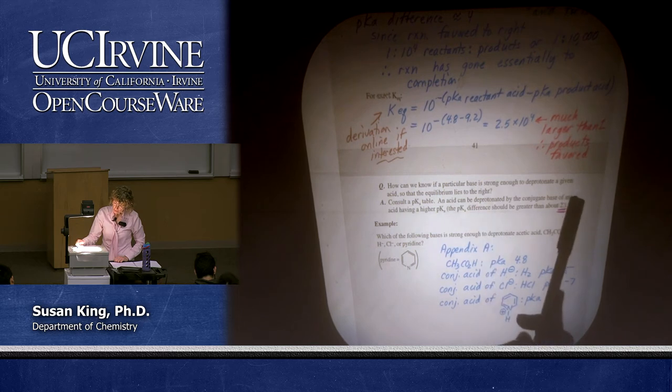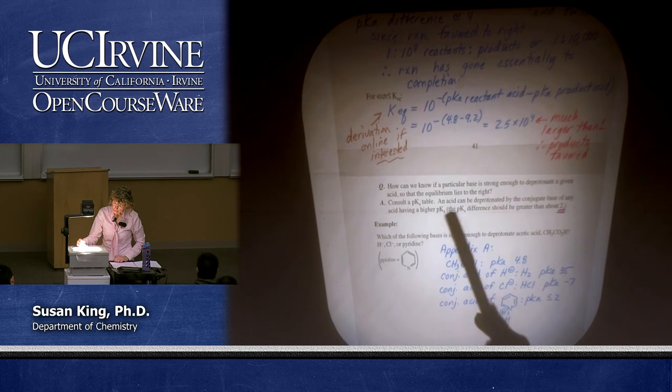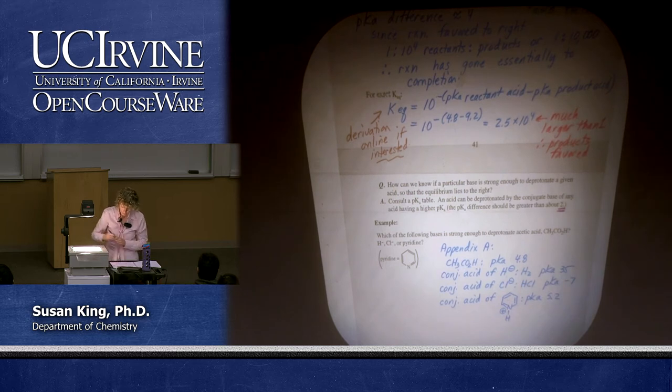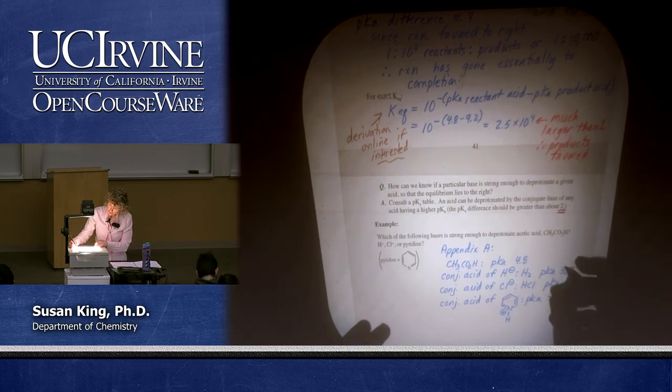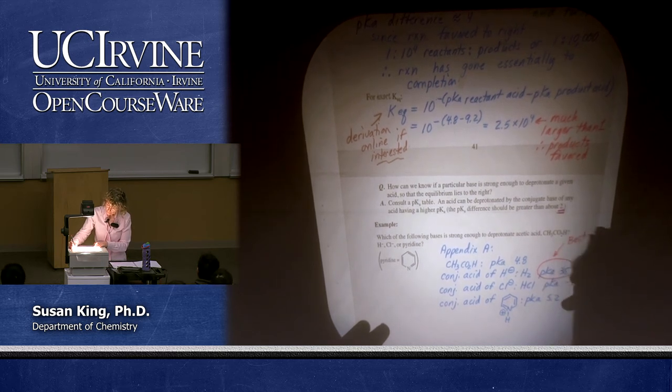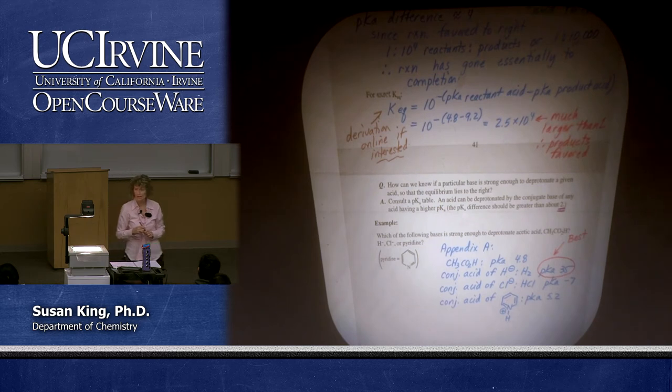So we want the conjugate acid of this base here to have a higher pKa. The pKa difference should be greater than about 2. So the very best one is going to be H minus. So this one's going to be the best. The pKa of the conjugate acid is higher, significantly higher.